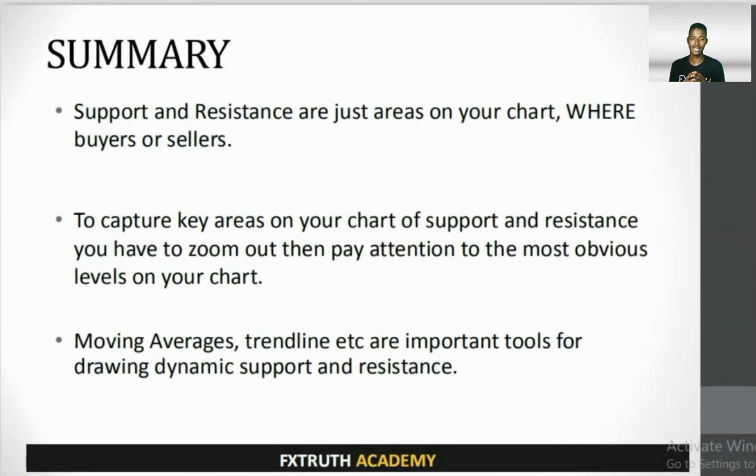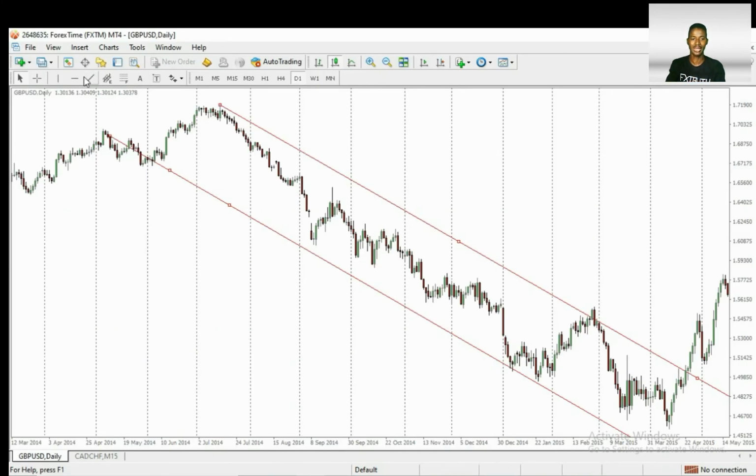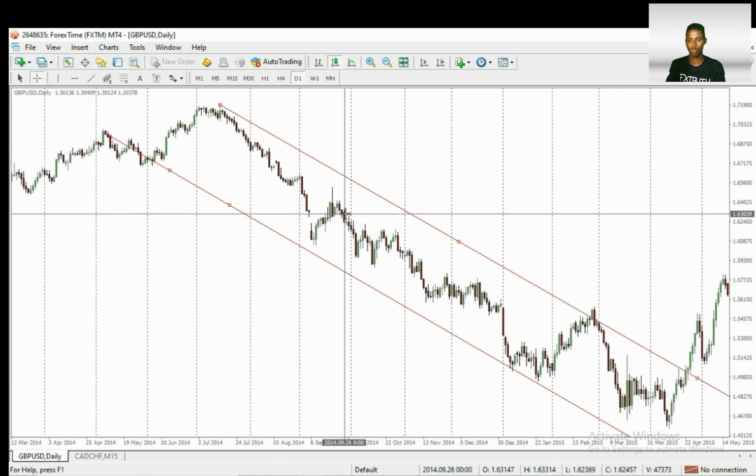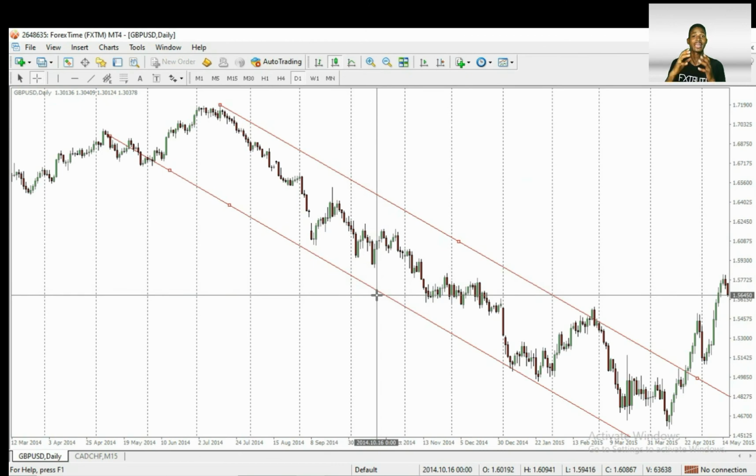So we've come to the end of today's lesson, today's summary. Support and resistance are just areas on your chart where buyers and sellers tend to step in. If you notice, they were not precise. You can't get it precise all the time. Like here where we had the trend line, you find that when the market came lower, it didn't reach this line exactly, because it's just an area.